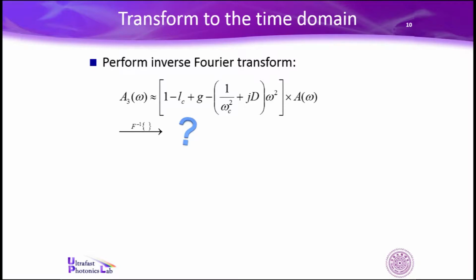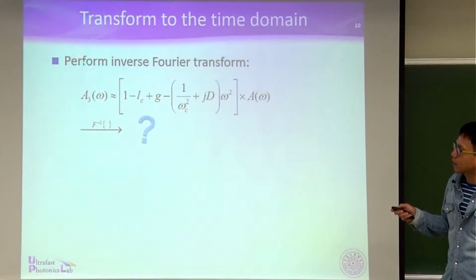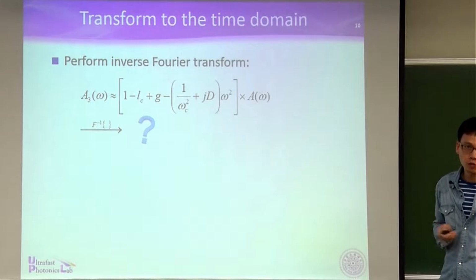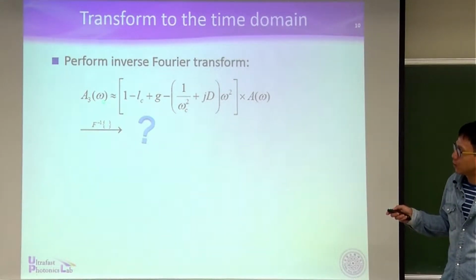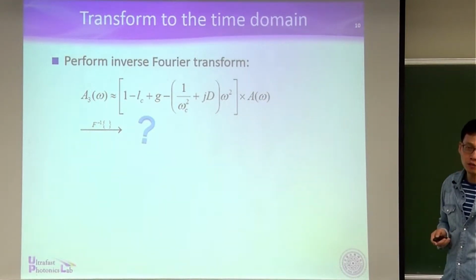Then we need to transform the result to the time domain. Okay? So mathematically, you need to perform inverse Fourier transform. Okay? We have big AC, which is like this. What would be the corresponding inverse Fourier transform?